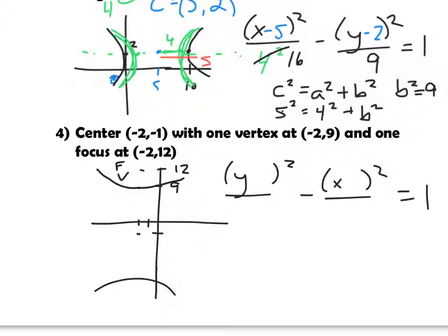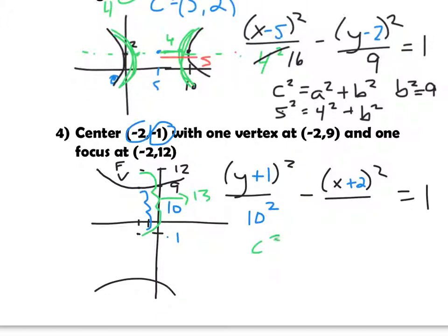Fraction equals 1. So make sure we're putting the y value with the y. So +1, +2. Now we can count our distance from the center to the vertex. We start at -1 and go up to 9, so that's 10. 10 squared. Then we're going to use our focal length from 12 to -1 is 13, and that's my c.